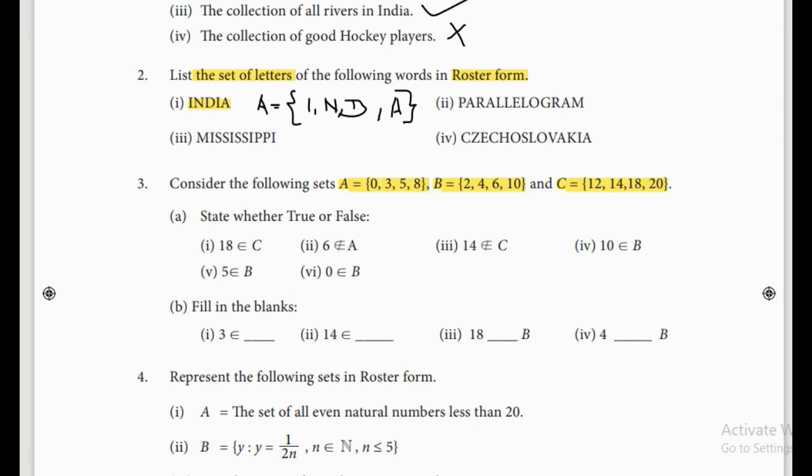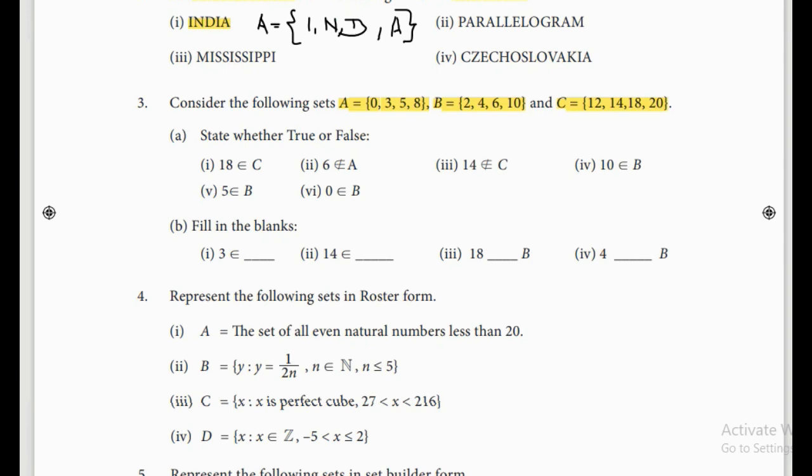You know the meaning of belongs to. If 18 is in the set C, we can say 18 belongs to C. So check the set C. Not A, not B. Just look at the set C and tell me. In set C, we have 12, 14, 18 and 20. Look at 18 is here in the set C. So this statement is true. 18 belongs to C. That is true.